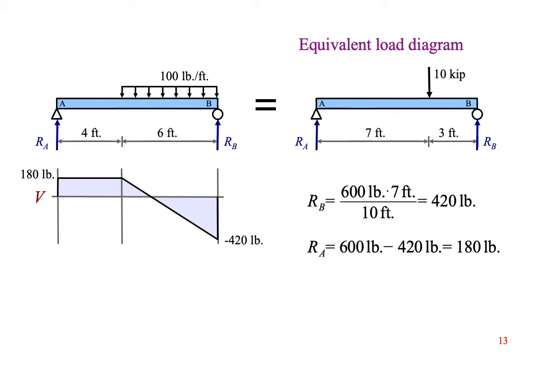Once you have the reaction forces, draw construction lines below the original load diagram. Go up 180 pounds, then straight across to the beginning of the distributed load. Now go down at a diagonal at a constant rate of 100 pounds per foot until you reach point B, then up 420 pounds to 0. If this beam exceeds its allowable shear strength, it will fail at point B because this is where the absolute value of the shear load is greatest.